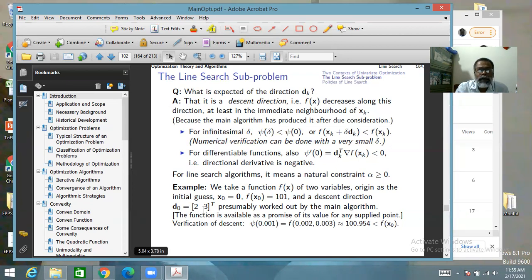You may verify also. Okay. So I verified the descent property of the direction. For that, what I did, psi at a very small value, 10 to the power minus 3. Evaluated, that means f of 10 to the power minus 3 into (2, 3). So that is (0.002, 0.003). At this point, I evaluated the function, found 100.954, which is a little less than this. So it is a descent direction, no problem there.